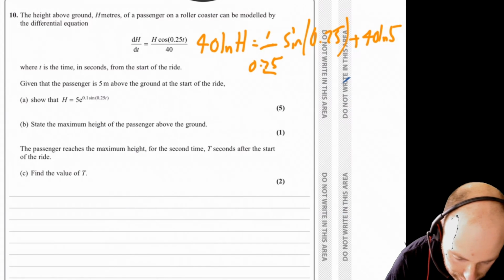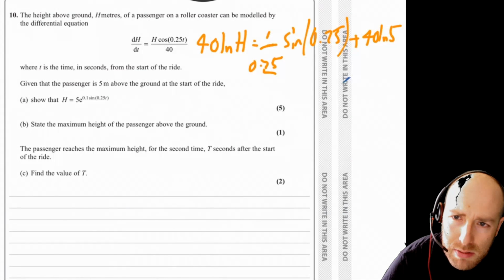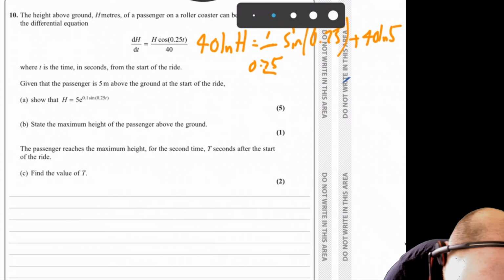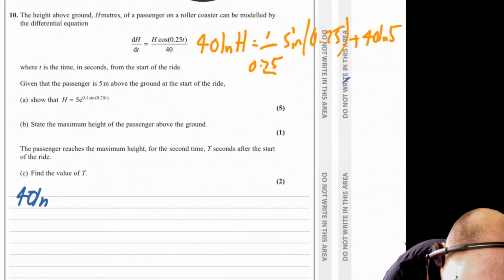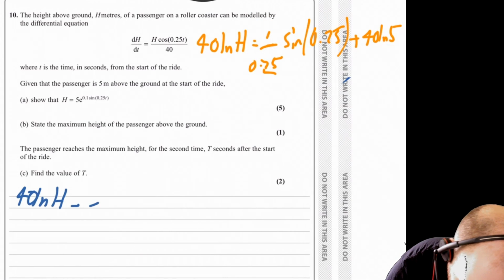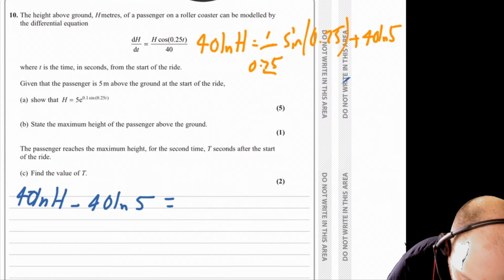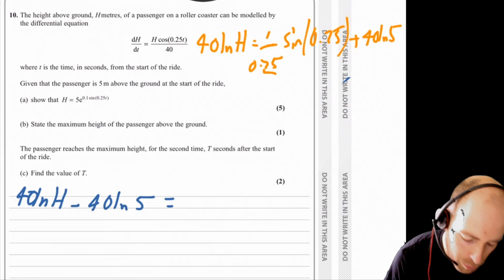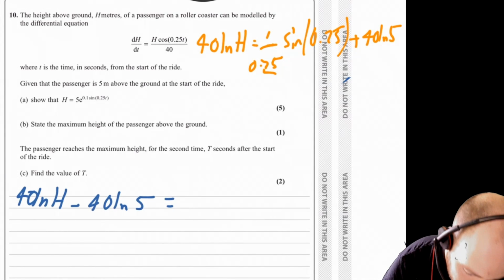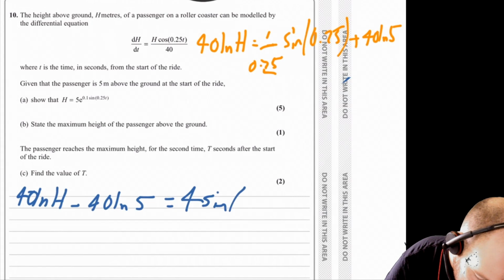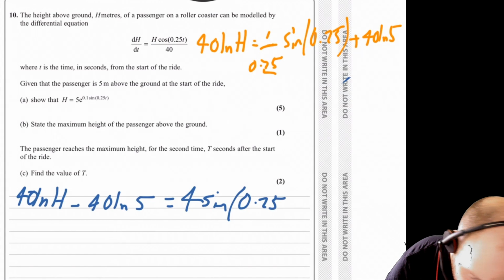Right, so to do this, I need to collect all my ln terms together. So I'm going to get those on the left-hand side. So we get 40 ln h minus 40 ln 5 equals 1 over, so 0.25 is a quarter, 1 over a quarter is going to be 4. So we get 4 sine 0.25t.